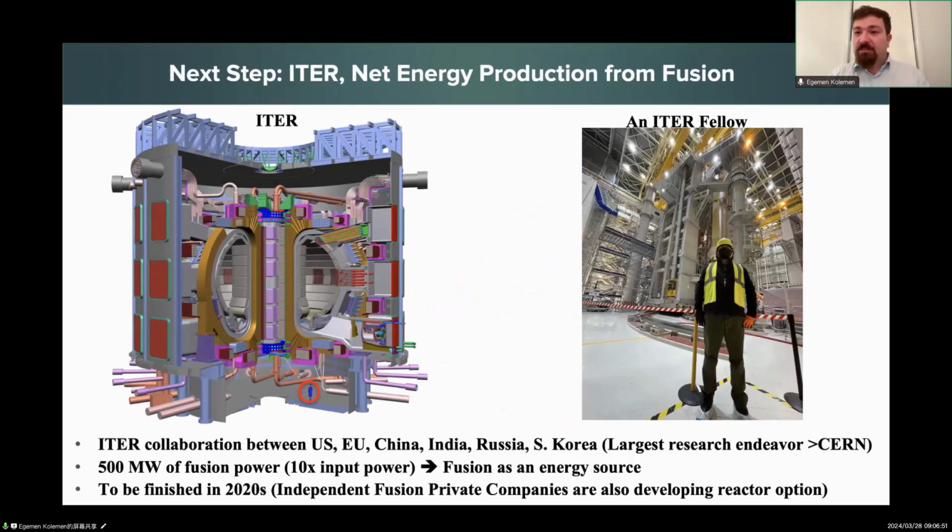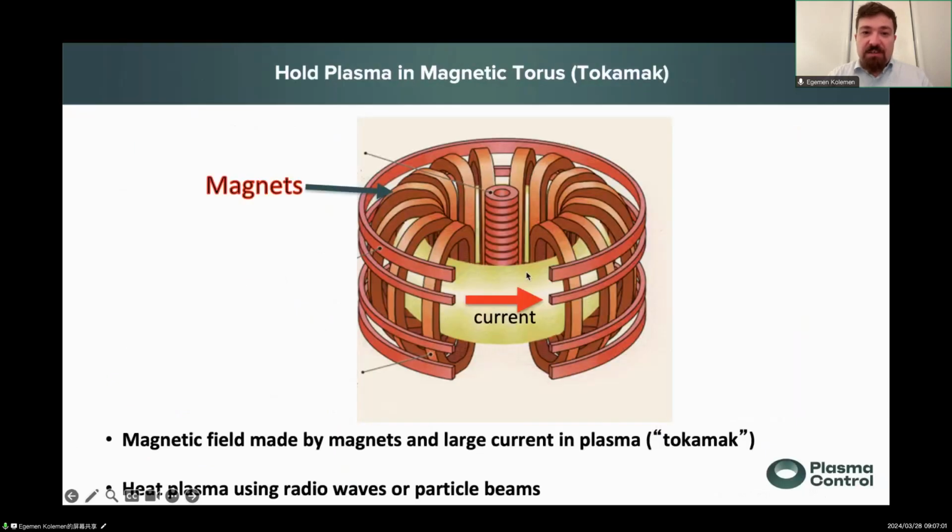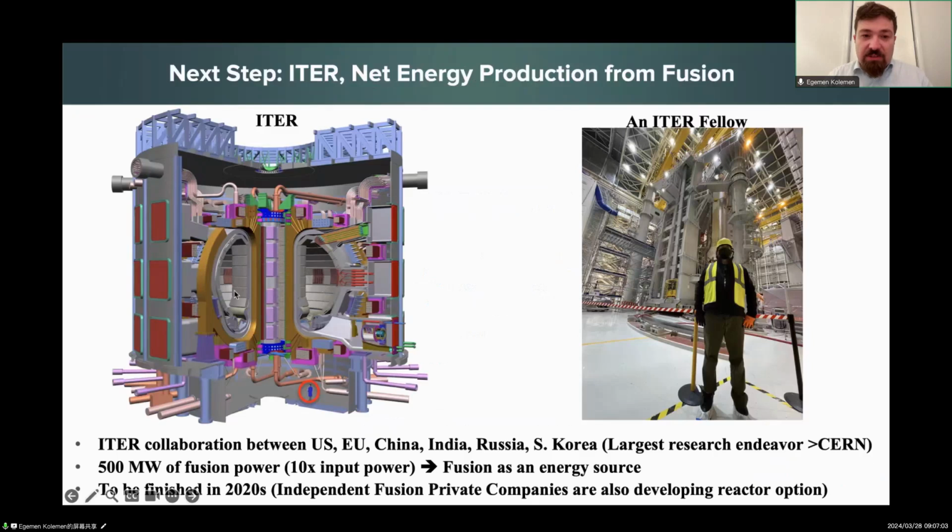It's 30-40 billion dollars and counting. And it's huge. If you look at this, I'll go back here. So this plasma here is inside this donut hole. And this is about 10 stories high. You see a person here, and that's an ITER fellow. That's me standing next to this. You can see the size of this. It's going to produce 500 megawatts of power, 10 times more than what's put in. And that will be the first step to making a reactor.